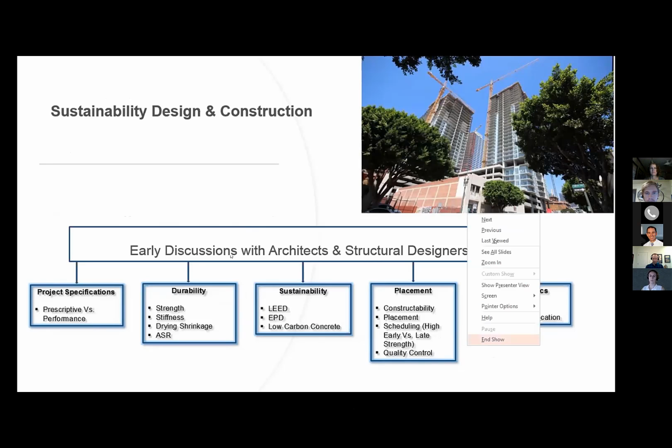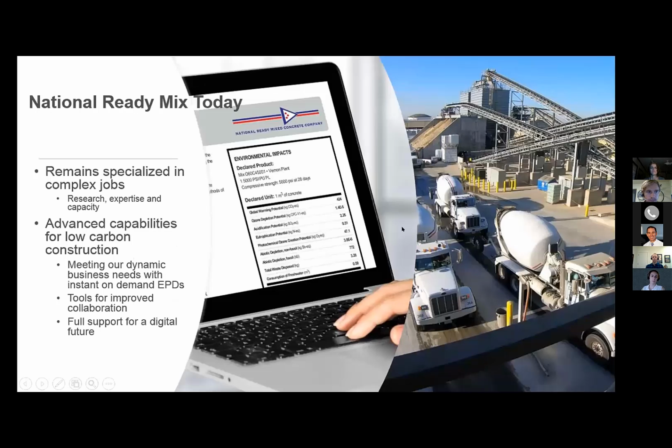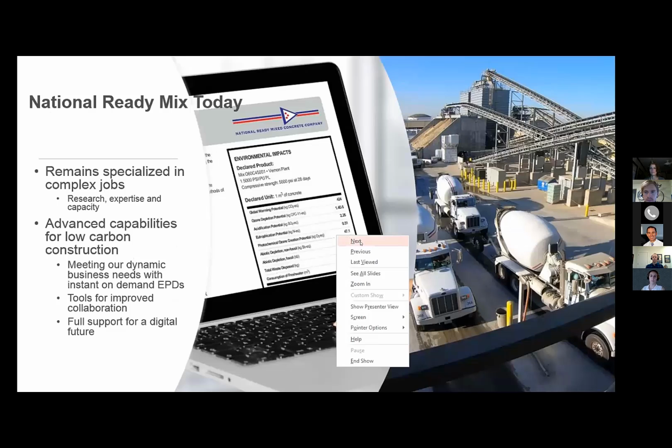So it's important to have this. And like Don said, if you have the suppliers in early on, this is bad, this is good. Do you really need to specify slump? No. Do you have minimum cement contents? No. This is what you're concerned about, the performance. Anyway.